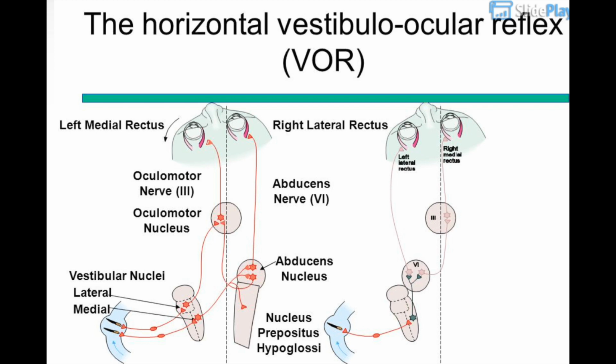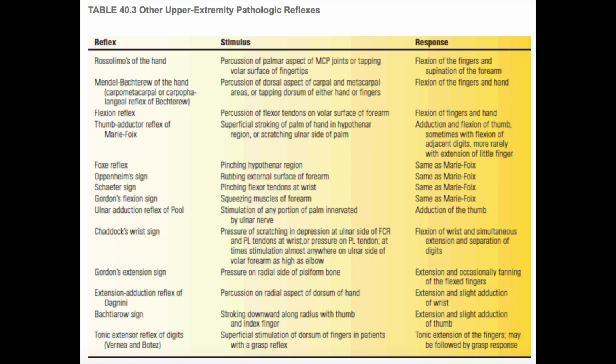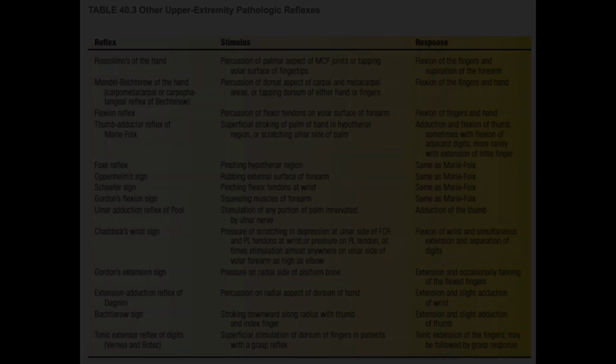And then we have pathologic reflexes. These are how doctors can assess the state and potential pathology or deterioration of the nervous system. These become present when somebody's nervous system has been compromised.